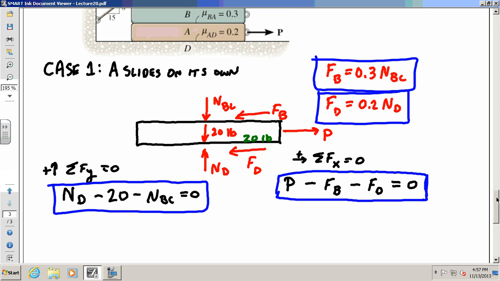Can I solve? How many unknowns? Let's count them. Let me write them all down. I don't know P. I don't know FB. I don't know FD. I don't know ND. And I don't know NBC. Oh, shoot. If I would have just assumed that was 100 pounds on top, I would be able to solve this. But you know what? If you assume it's 100 pounds, you get the wrong answer.